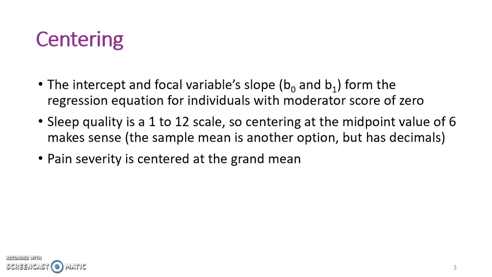So sleep quality is a 1 to 12 scale, and it's whole integers. So centering at the midpoint value of 6 would make sense. And we could center at the sample mean, but it has decimals. So we'll still have nice whole numbers if we center at the midpoint value. I believe in this example, the sleep quality sample mean is around 6.33, but let's just work with the midpoint value. It's another option we can use for centering. And pain severity, which is a continuous scale, is centered at the grand mean just as it was in the last example. So we'll be centering both.